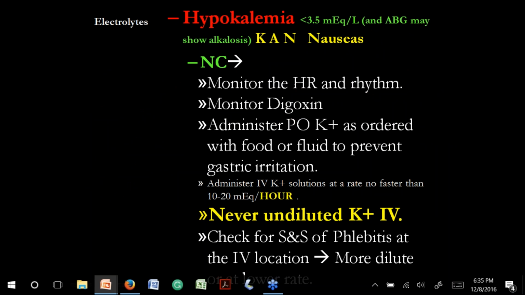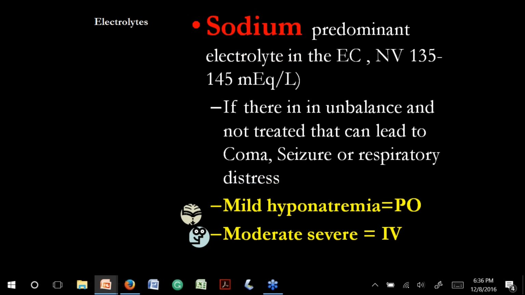So please. All right. So in hypokalemia, when you're going to give potassium to the patient, never give it undiluted. Always they need to dilute the potassium, otherwise it can lead into cardiac arrest.